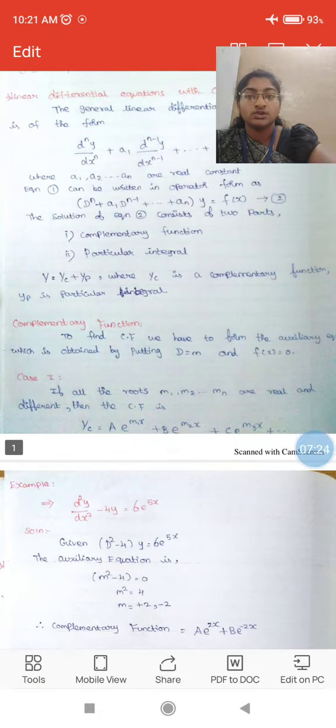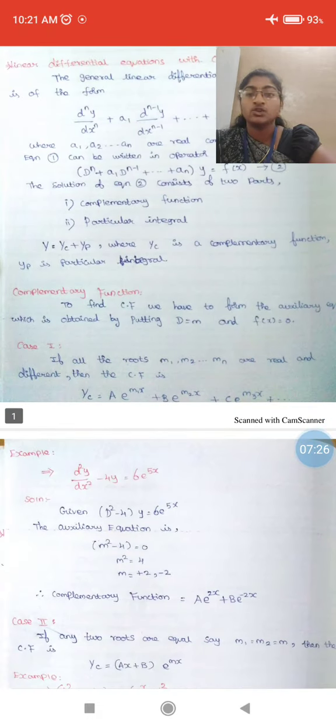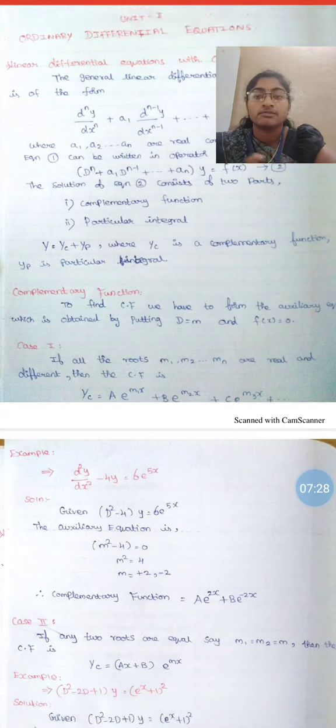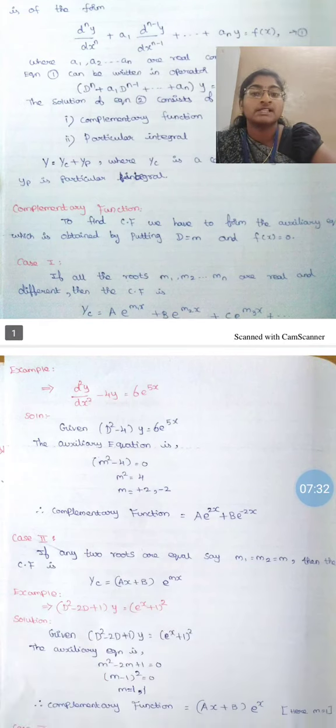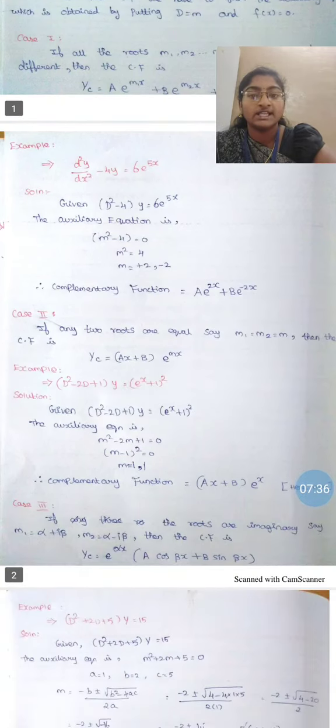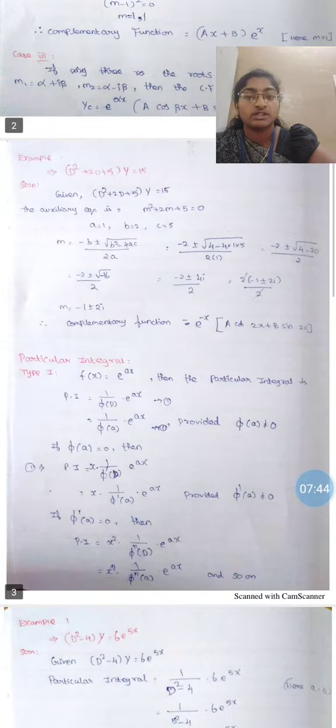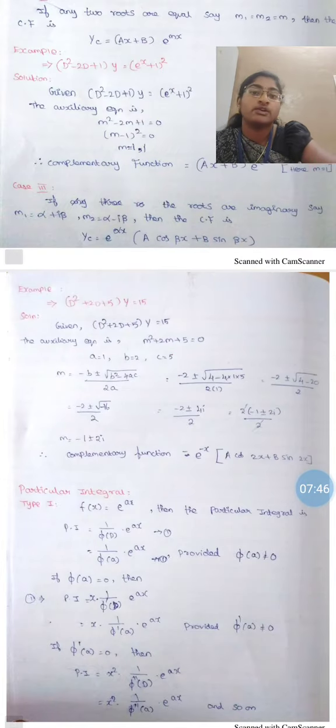So here we denoted 3 cases in complementary function. Once again I will repeat. In case 1, if all the values of m are different, we use this case 1 formula. In case 2, if all the elements of m are equal, then we will use the case 2 formula. Suppose if your roots are of the form real and imaginary, we will use case 3 formula.